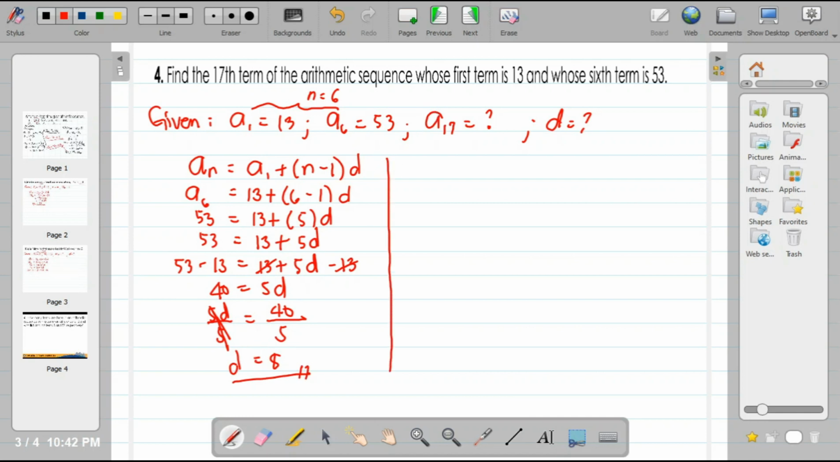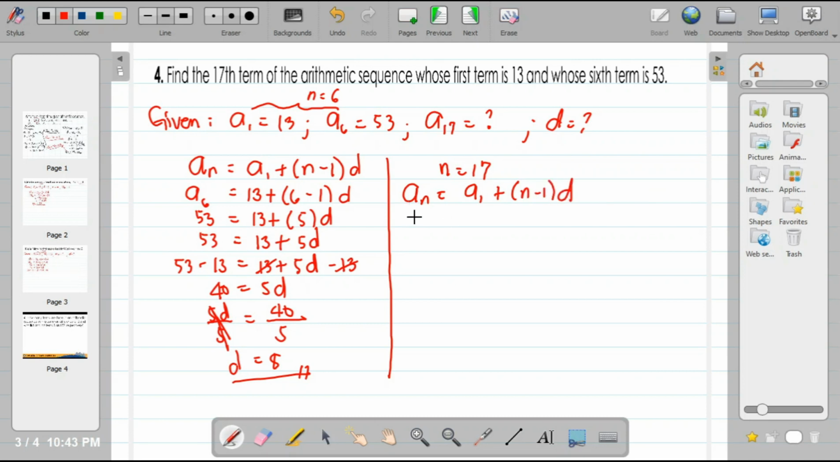Now, nga nakuha na nato ang atong common difference, pwede na natong makuha si a sub 17. Take note, kay a sub 17 man ang atong gipangita diri, this time we will use n equals 17. Kay 17th term naman atong gipangita. Diya kaganiha, a sub 6 man atong gigamit, so our n is 6. So again, we're gonna use the formula a sub n equals a sub 1 plus quantity n minus 1 times d.